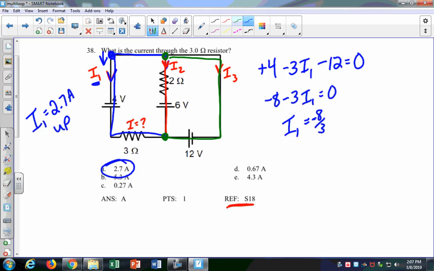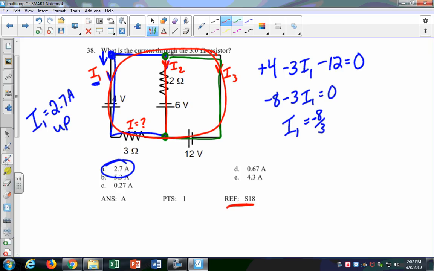Yeah, William? Why was the 12 volt battery included, if I1 is supposed to be for the current where it runs? I wrote the equation for the big loop. That's the equation for this loop right here. And the 12 volt battery is part of that loop. You can apply the loop rule to any closed loop.